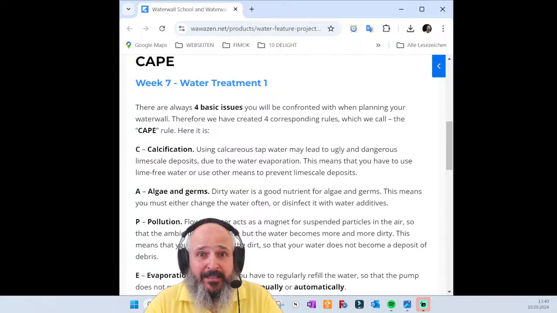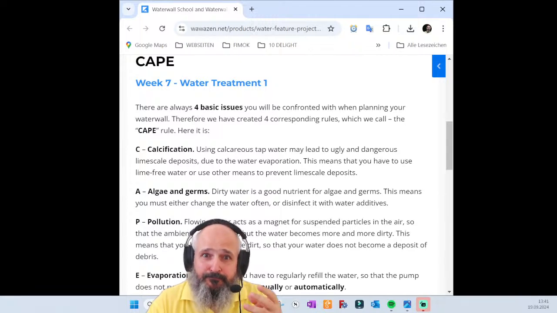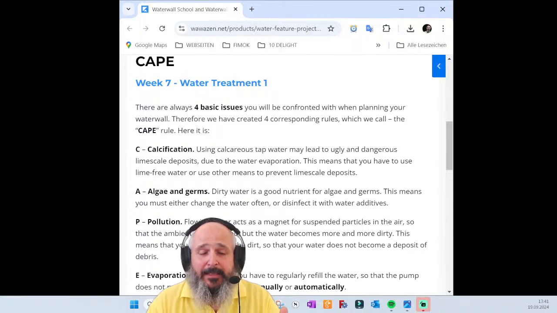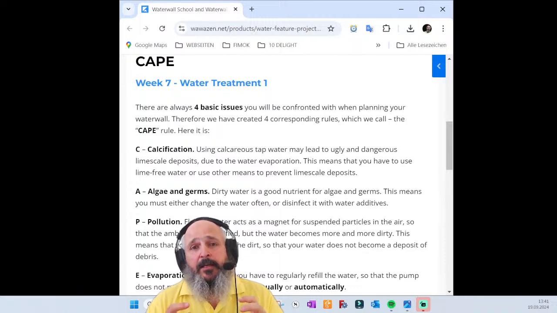The next problem is algae and germs. I've combined this into one topic because if you fight algae, you also fight germs. And in order to avoid algae and germs, I recommend to use a water additive. There are several water additives out there. Important is that the water additive does not interrupt or destabilize your water film.